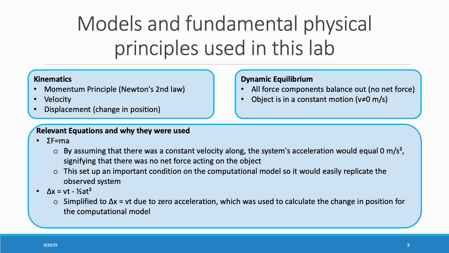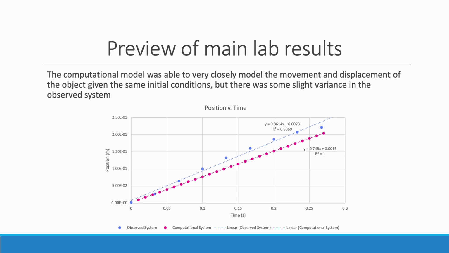And so this led us to use two relevant equations. The net force is equal to mass times acceleration, which overall equaled 0, and then also changes in position based on the constant velocity. So as a preview, we can see that both systems mapped out linear correlation between the changes in position and time, but the observed system had some slight variance to it.